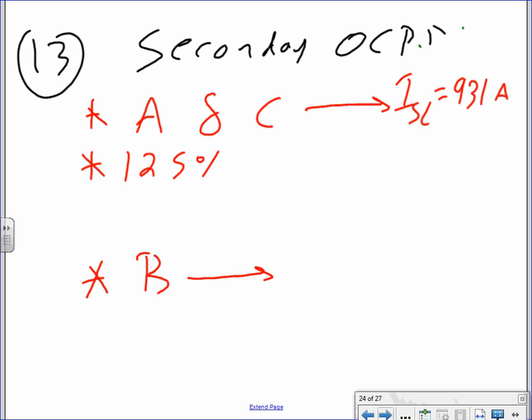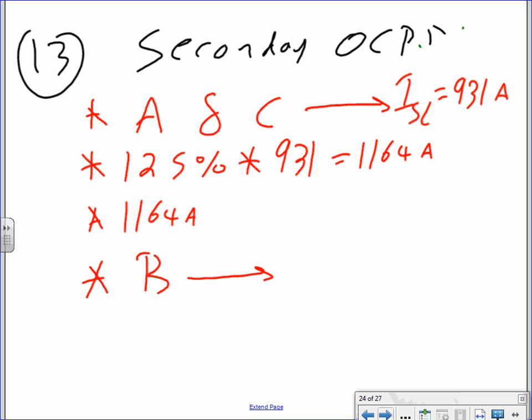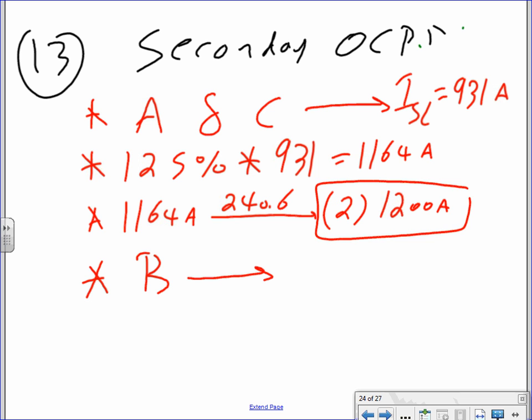125% is my multiplier from the table, and we were there. You guys should know that one. 931. If you do that, you're going to end up with 1164 amps. Cool. And then you take the 1164 amps and you go to 240.6 looking for a fuse, and that will get you 2 fuses. Each one of them will be 1200 amp. You will have 2 fuses. Why 2 fuses? 1 fuse for phase A and 1 for phase C.